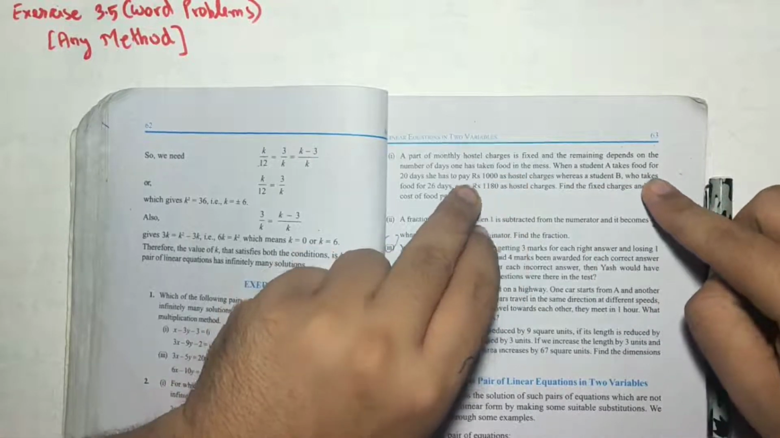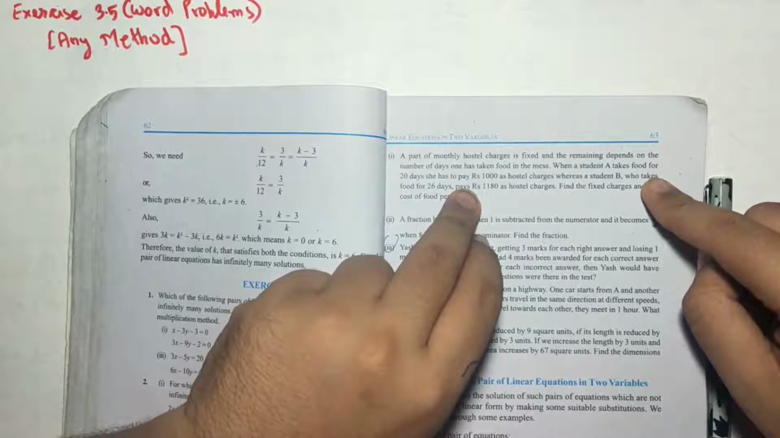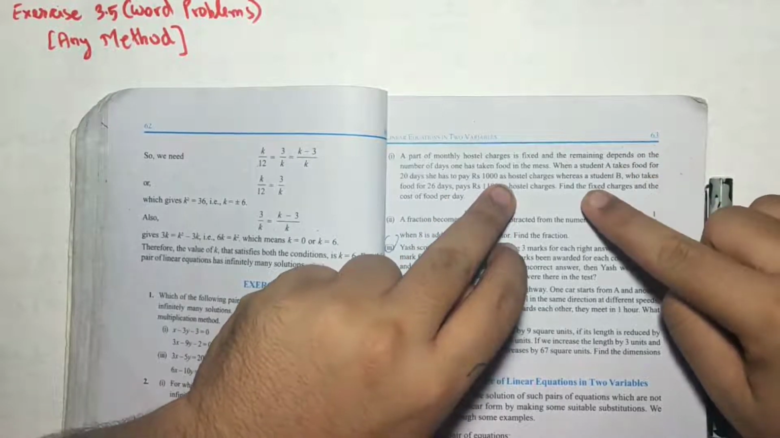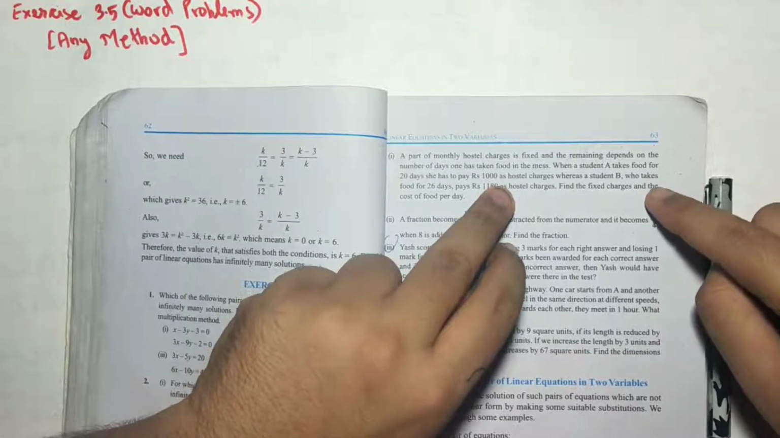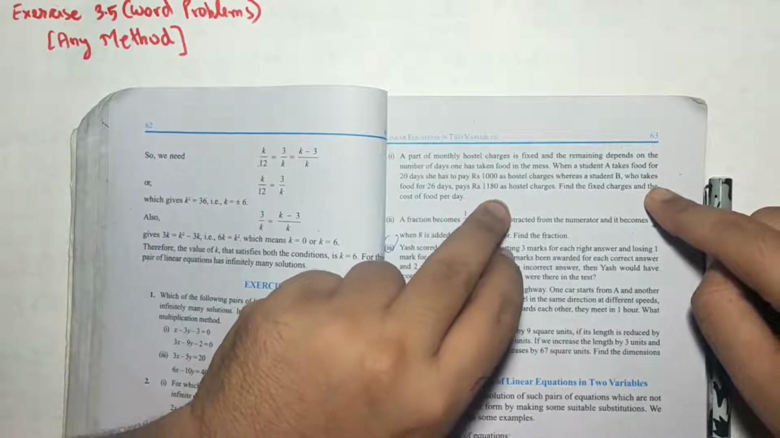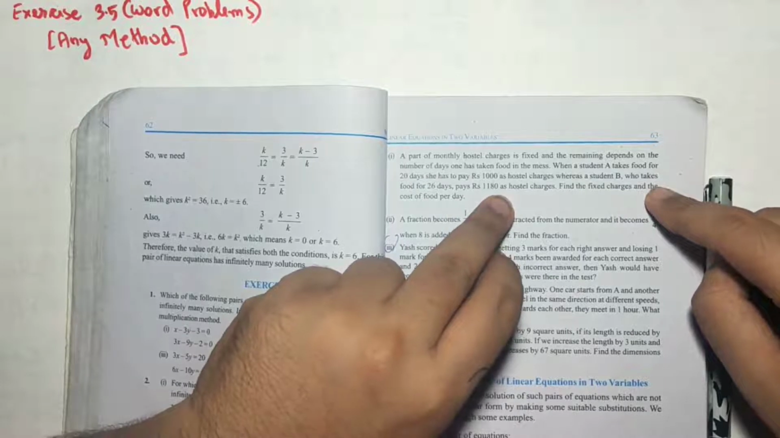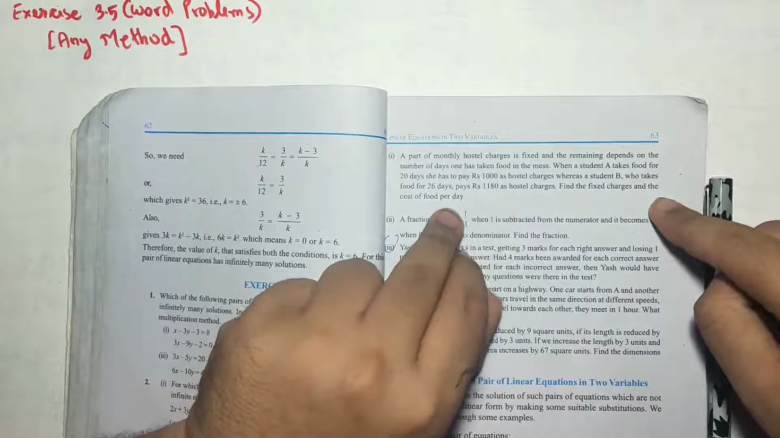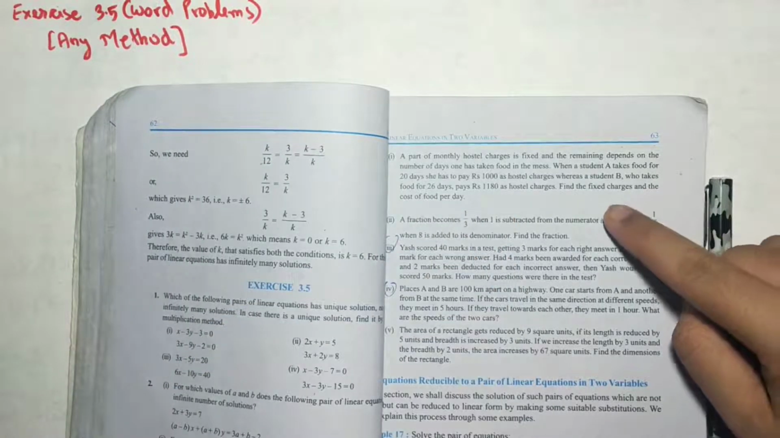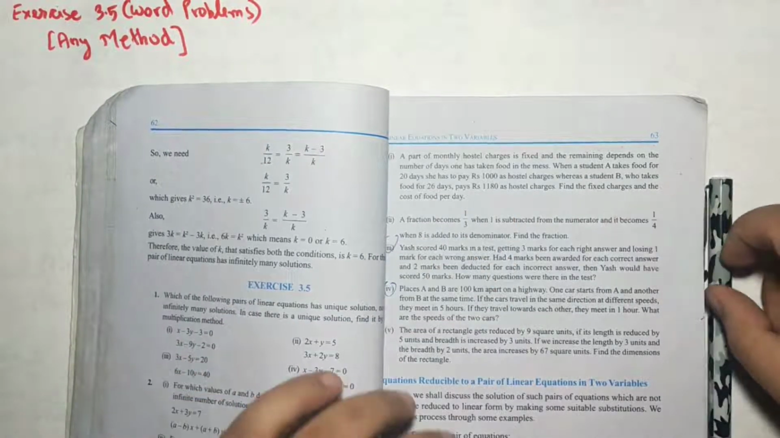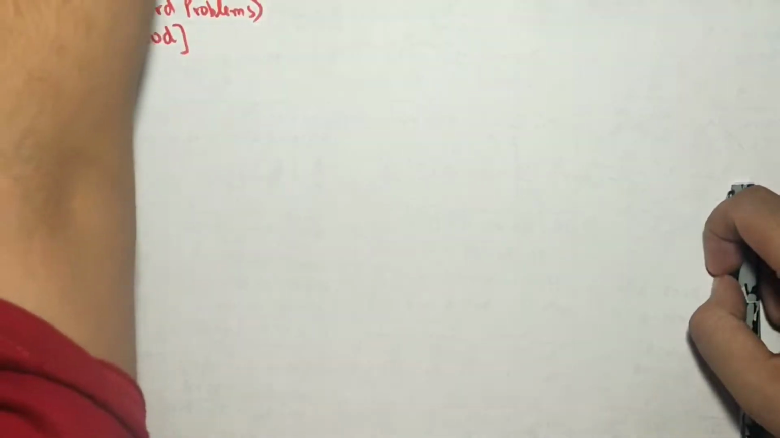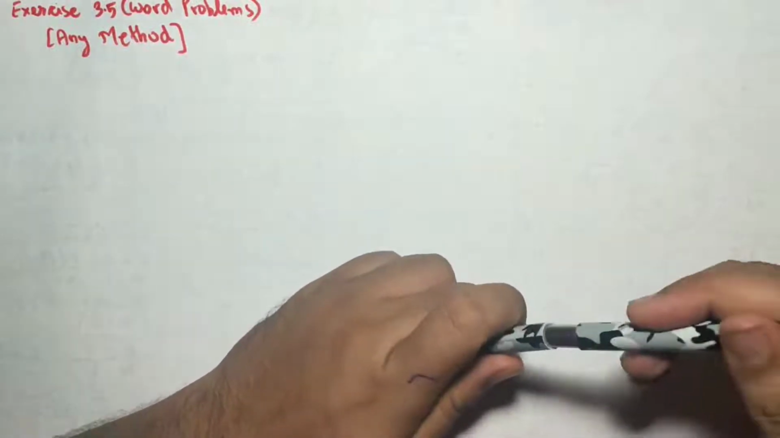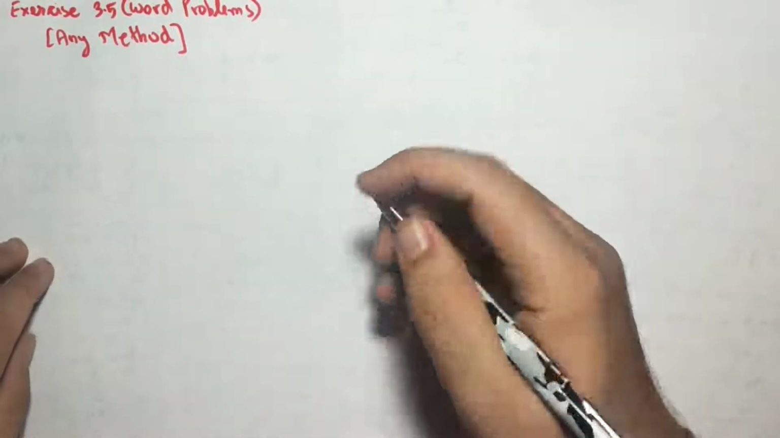When a student takes food for 20 days, student A came there and took food for 20 days. He paid 1000 rupees as hostel charges, and there is student B who takes food for 26 days and pays 1180 rupees as hostel charges. Find the fixed charges and the cost per day. The last sentence, find the fixed charges and cost per day, gave us the hint what should be taken as X and what should be taken as Y. So let us start.